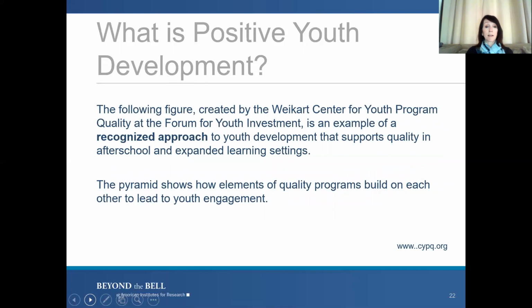On the following slide, the figure created by the Weikart Center for Youth Program Quality at the Forum for Youth Investment is an example of a recognized approach to youth development that supports quality in after school and expanded learning programs. The pyramid shows how elements of quality programs build on each other to lead to youth engagement. So let's take a look.